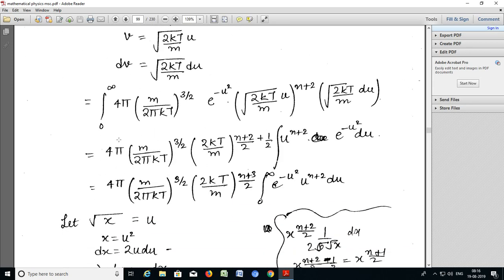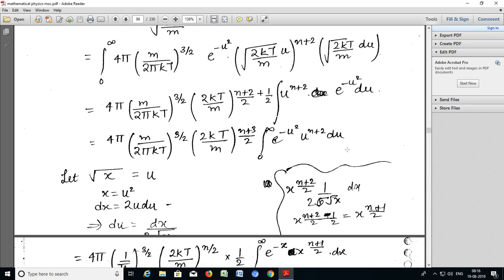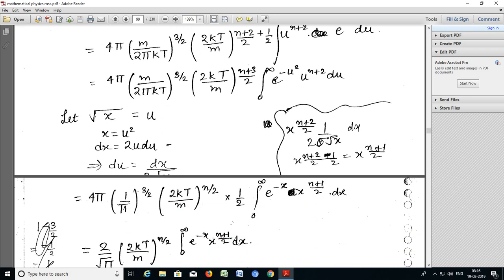Substituting mv square by 2kT equal to u square, or v square is equal to that, or v is equal to the root of this. So differentiating both sides, dv is equal to under root 2kT over m into du. Putting the value back into this integral, what do we get? The integral from 0 to infinity, the whole term as it is, with the rest of the terms in that expression like this.